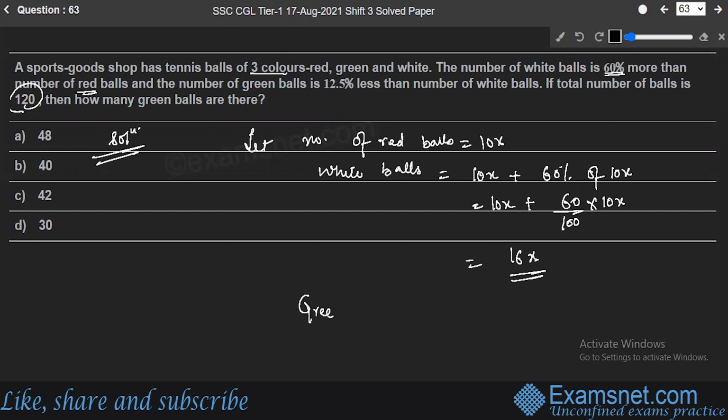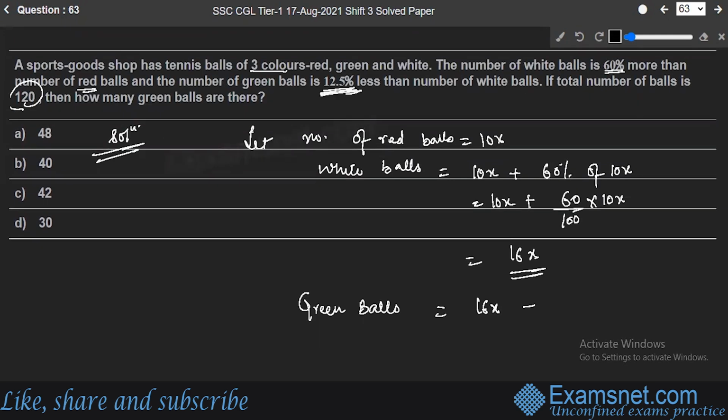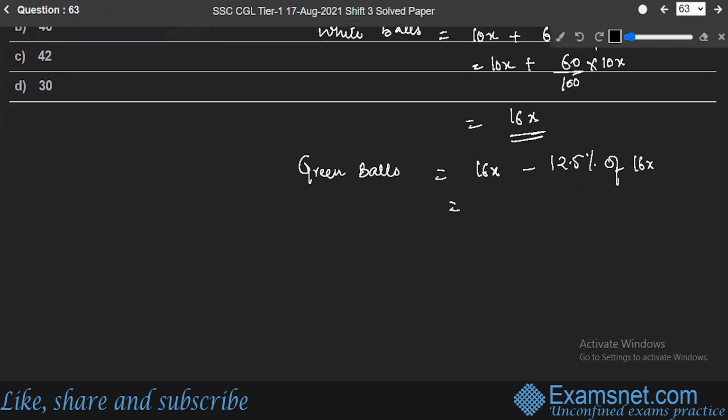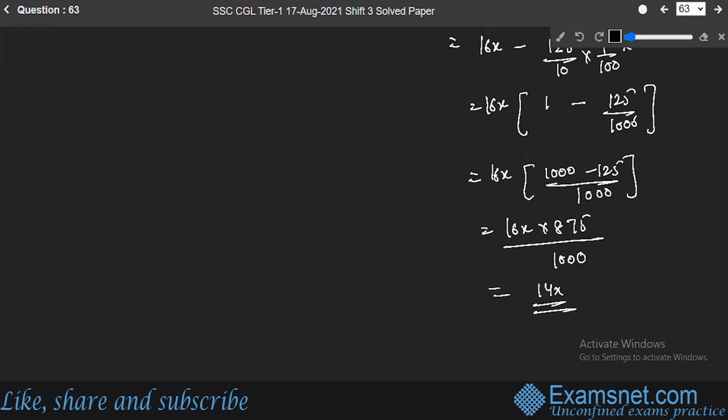Now, what about the green balls? Green balls are 12.5% less than the number of white balls. So this is equal to the white balls minus 12.5% of 16x. Let's solve. Minus 12.5% of 16x. I'll take 16x common, so this will be 1 minus 125 upon 1000, times 16x, which is 16x into 875 upon 1000, which on solving will give you 14x.